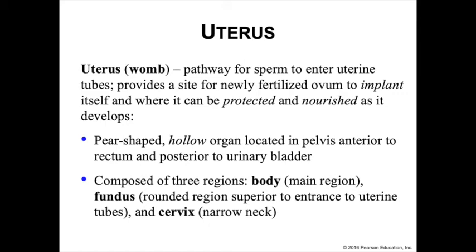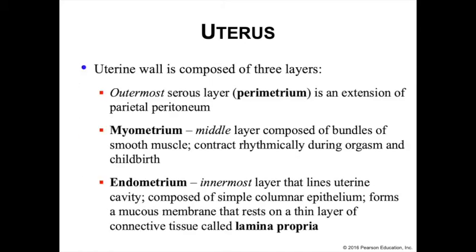Uterus. So we looked at all the different parts on the picture. We have the body, the fundus, and the cervix. This is where implantation happens. So in case we get fertilization, we get implantation in the actual uterus.